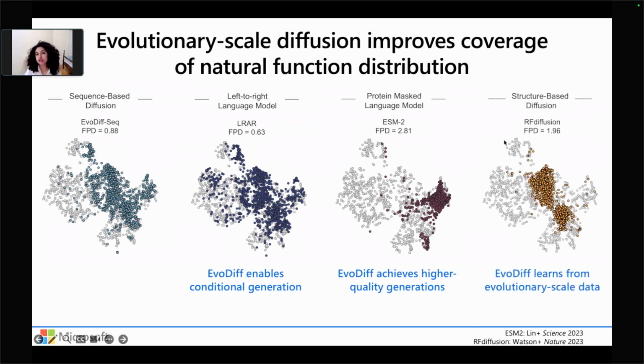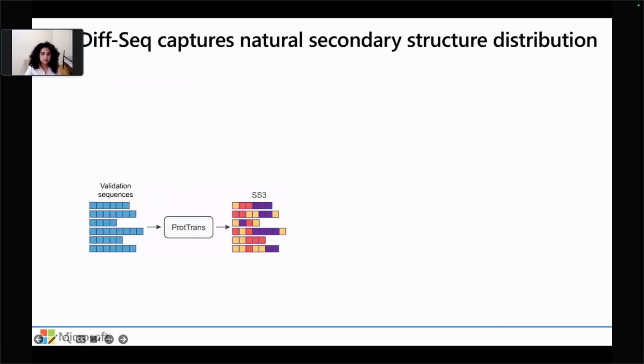And finally, we can also compare to inferred sequences from generated structures from a structure-based generative model like RFdiffusion. And we see again that there is a biased coverage towards a specific subset of this functional space, which we can hypothesize can be due to the fact that EvoDiff is looking at a much larger training set that spans evolutionary scale, whereas structural data only exists for a subset of these proteins in this space.